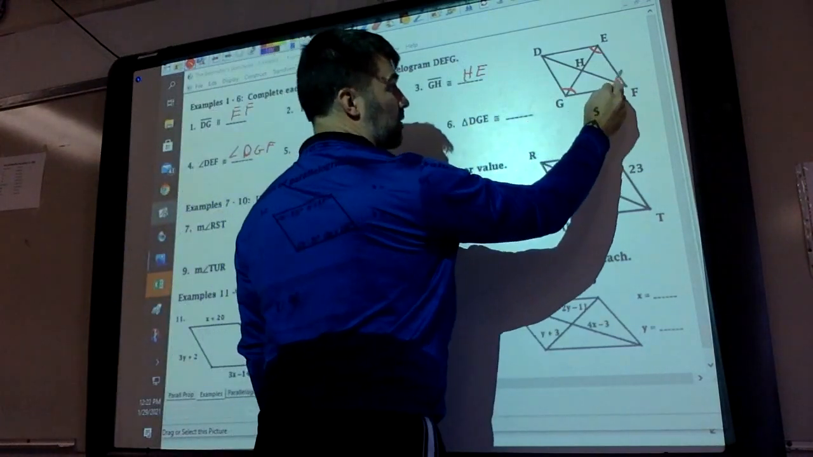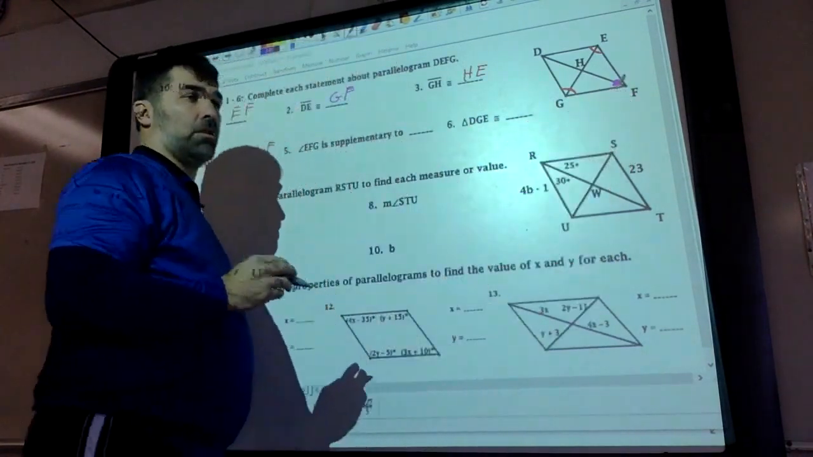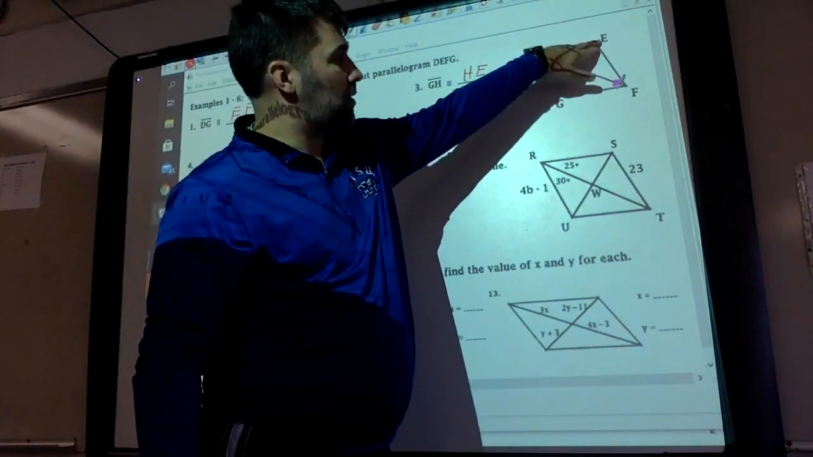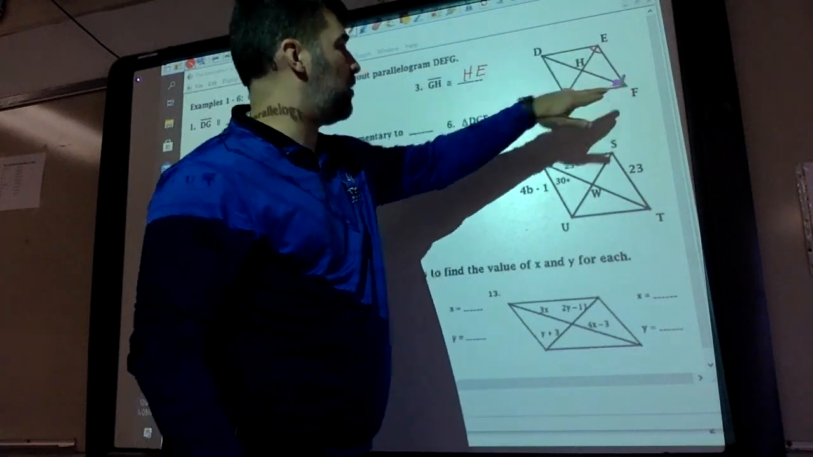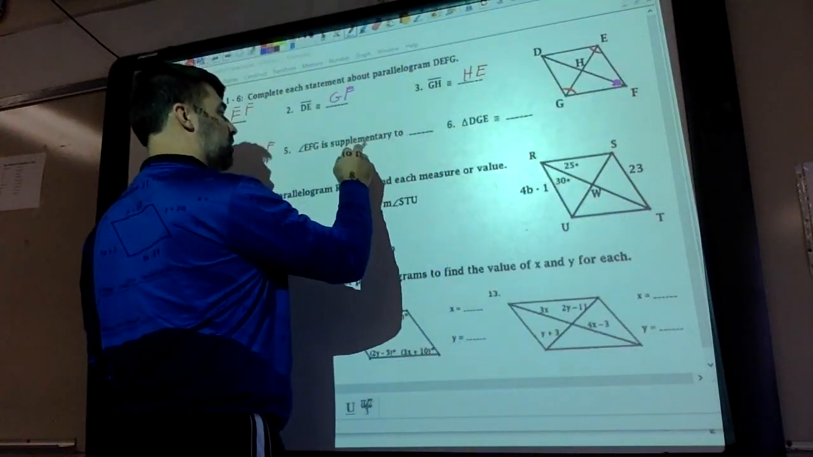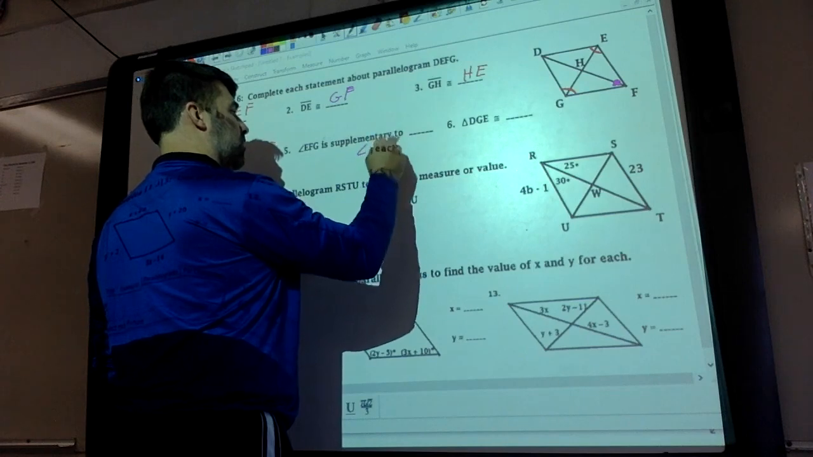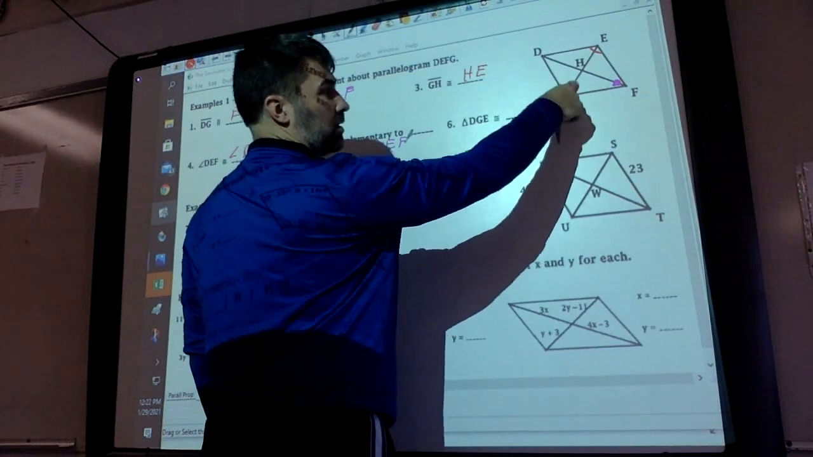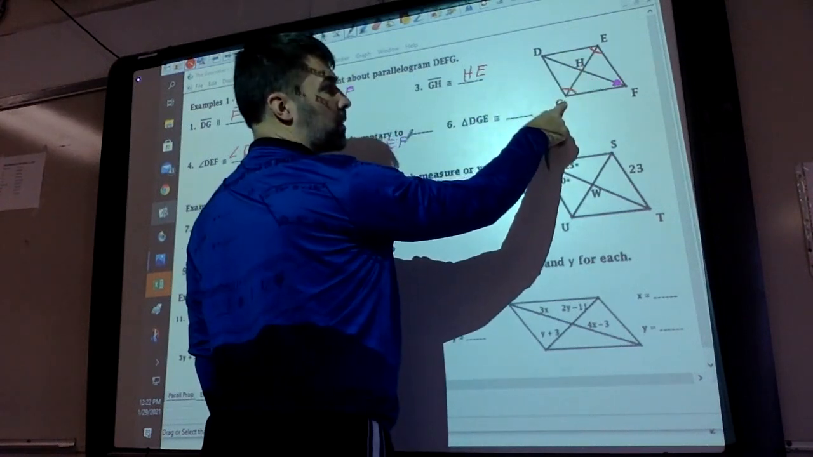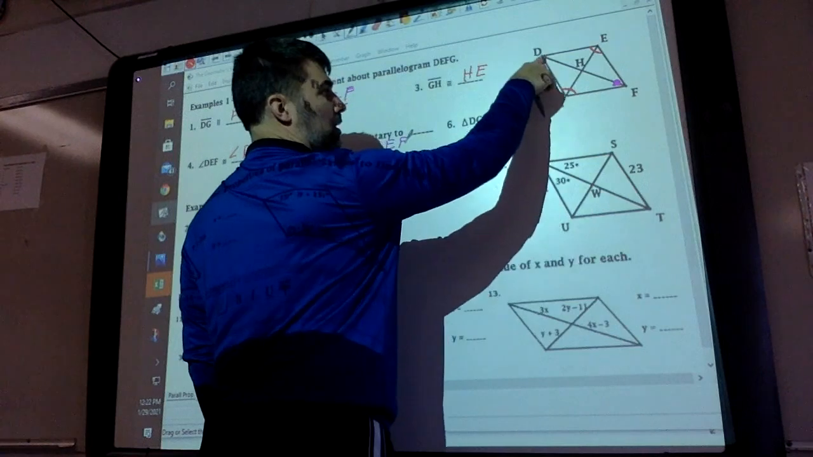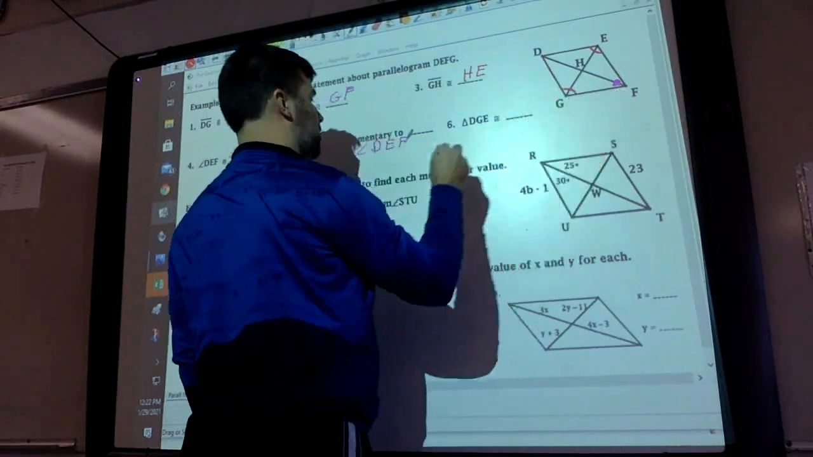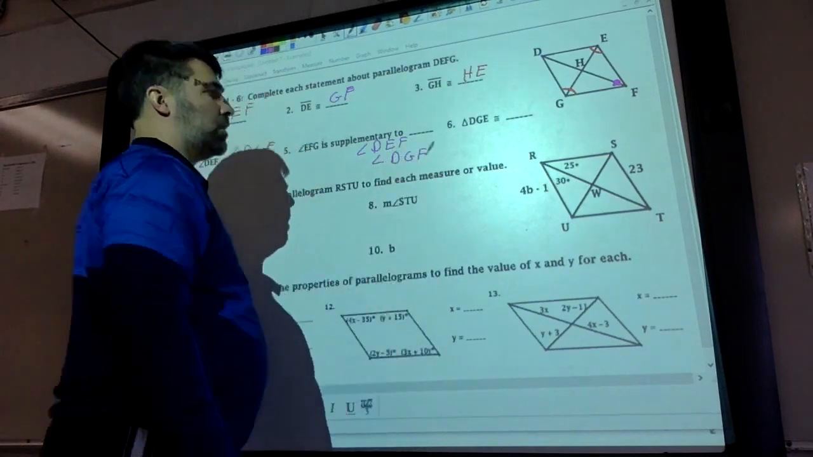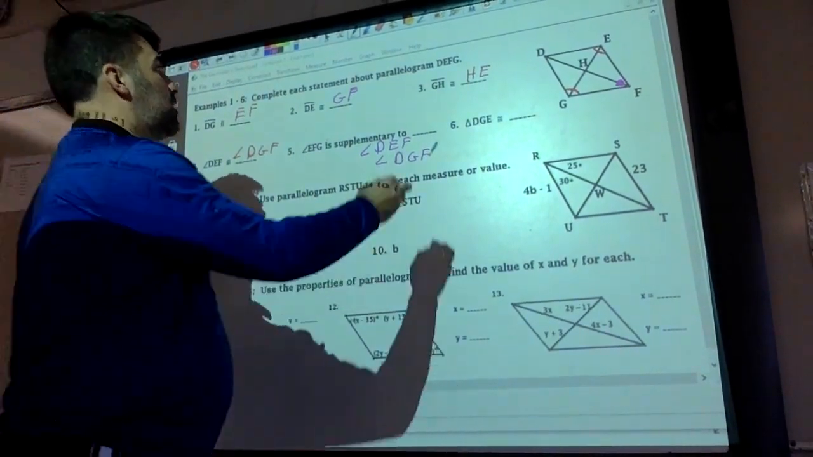Well, if consecutives are supplementary, there's 2 consecutives. This angle would be consecutive with that. So we could go DEF. And this would also be the consecutive too, which makes sense because opposites have to be the same. So again, we'll call it DGF. So there's actually two answers to that to help you out.